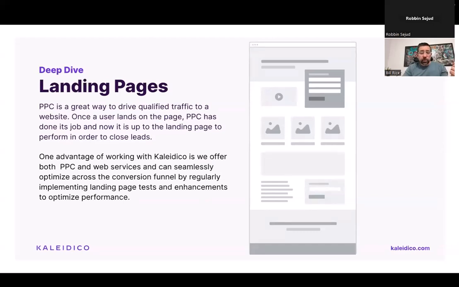Yes, we did have two questions before we get into the landing page part. One is, when you do a test, how long should you let it run before you say it's working or it doesn't work? Yeah, that's a great question.